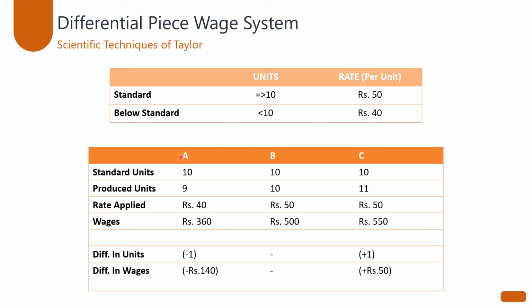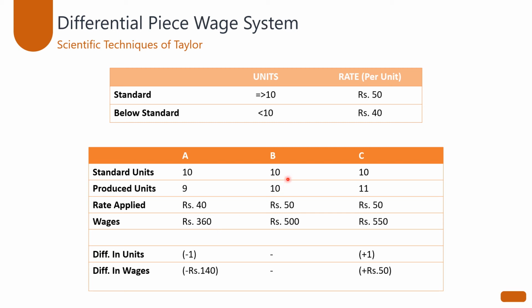So here three workers are here, A, B and C. So standard unit is 10 for all three of them. Now let's see how many units they produced in a certain day. 9, 10 and 11. So let us see, A has produced 9 units and the rate he has got for producing these units is rupees 40. On a certain day he got the wages of rupees 360.